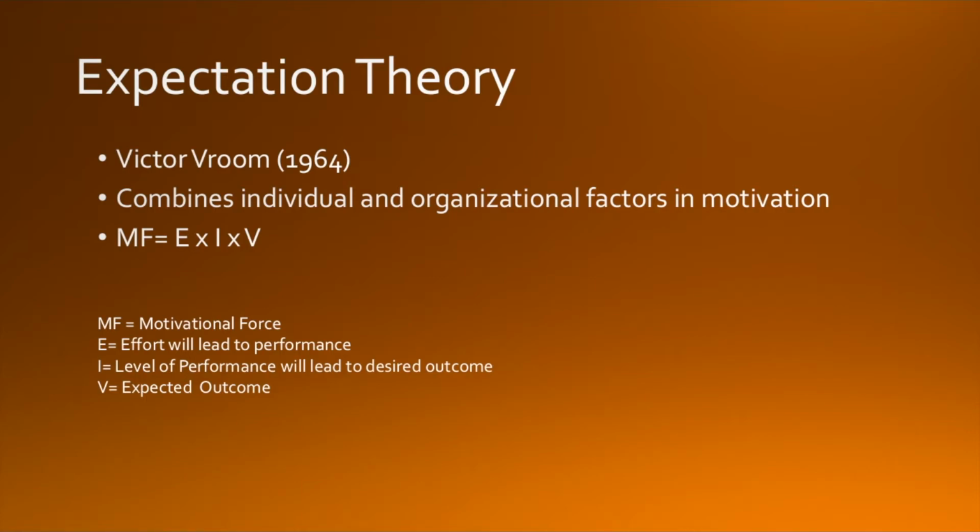Essentially, this theory states that people's motivation stems from what they expect will lead to a desired outcome, and as a result, they behave in ways that increase their chances of achieving what they want. This theory is expressed as this formula: MF equals E times I times V.